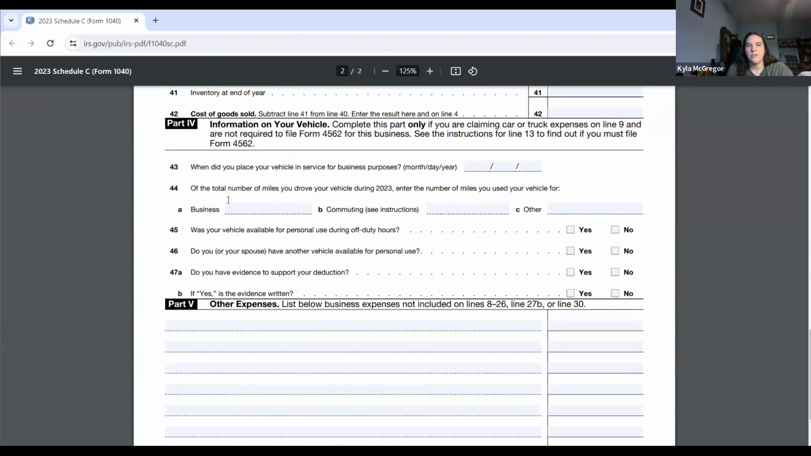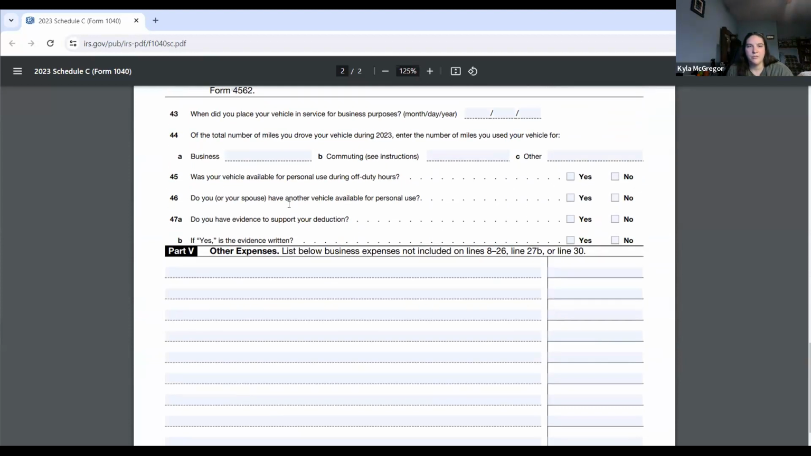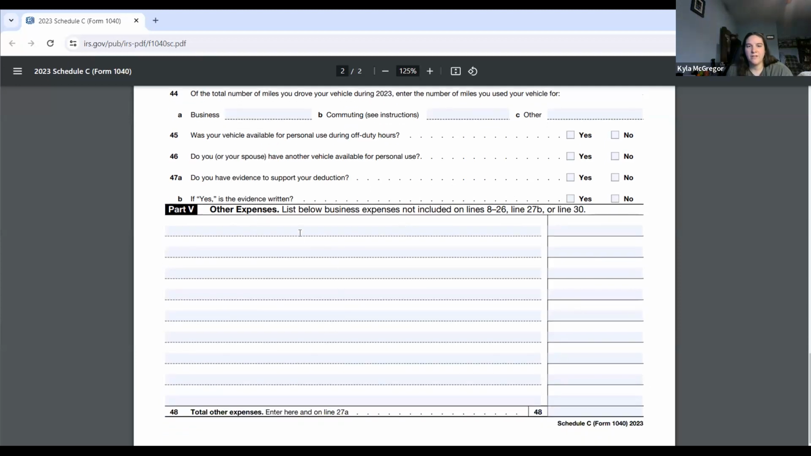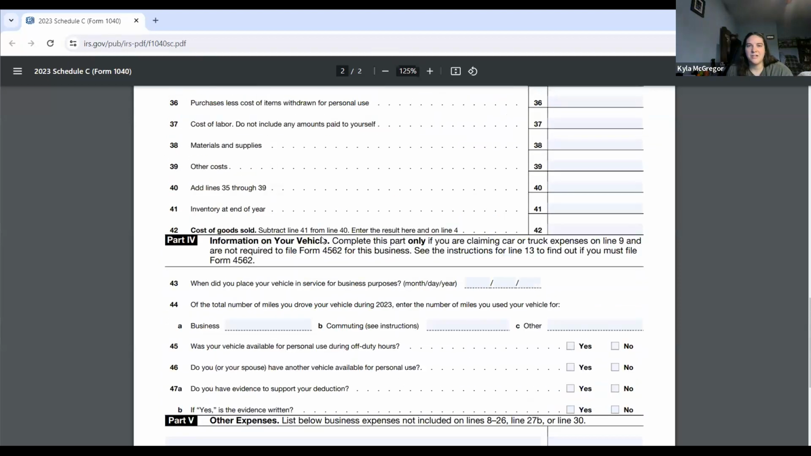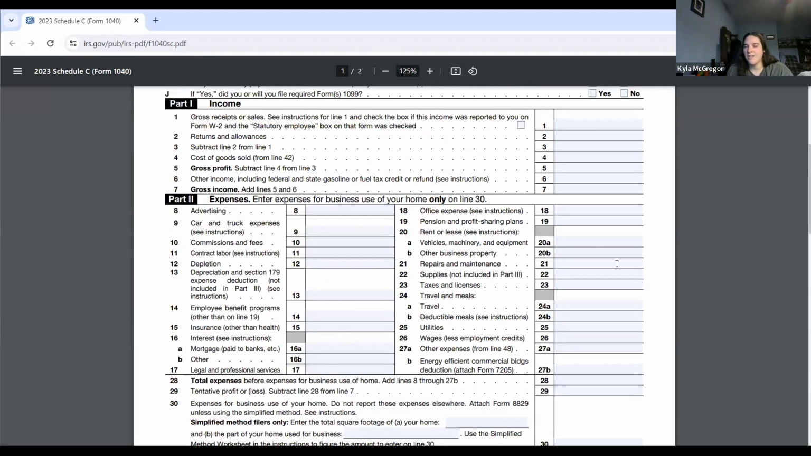And then if they are using mileage, we would need to ask them when they started using their vehicle, how many miles they used for business versus commuting versus just personal. If they used it for personal use, which most of the people that we see do use theirs for personal and business. If they have another car, and if they have any documentation supporting how much mileage they used. And then part 5 is just other expenses that they can take as business expense that don't fit in any of these other categories. So that's generally what the Schedule C looks like this year.